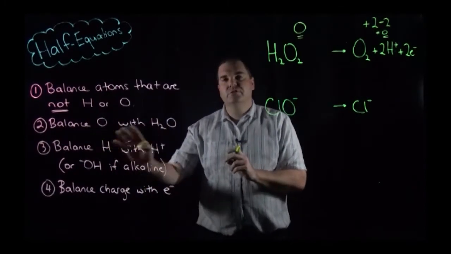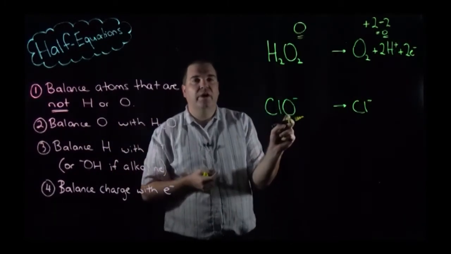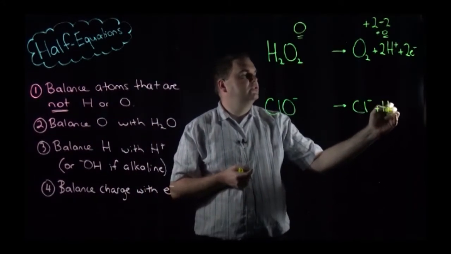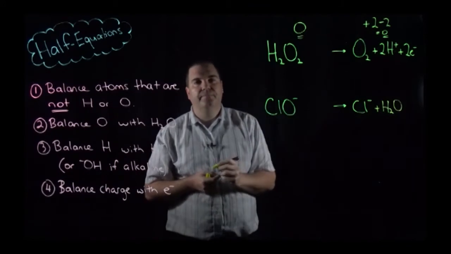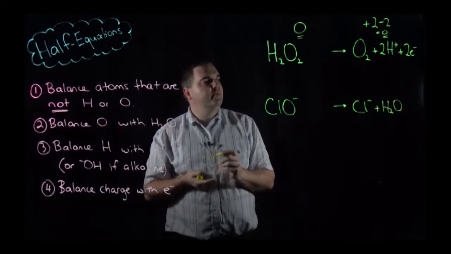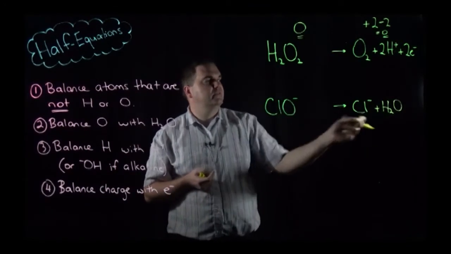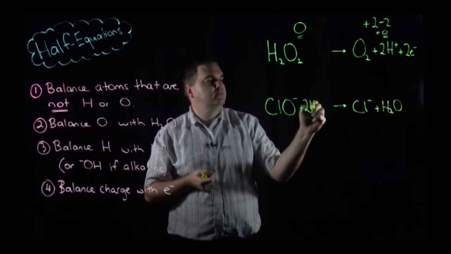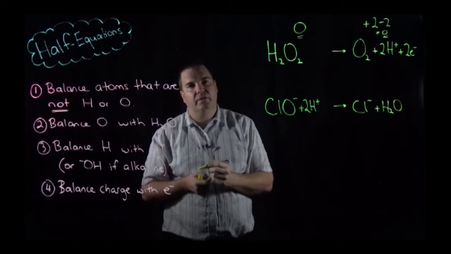Balance your oxygens with water. So here we've got one oxygen, so we need to add one H2O on this side. Next step, balance your hydrogens with H+. Two hydrogens here, so we need 2H+ on this side.